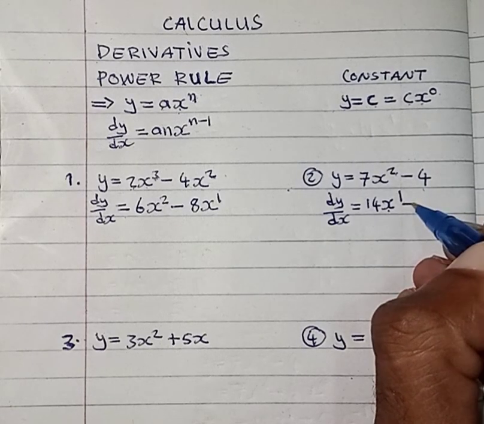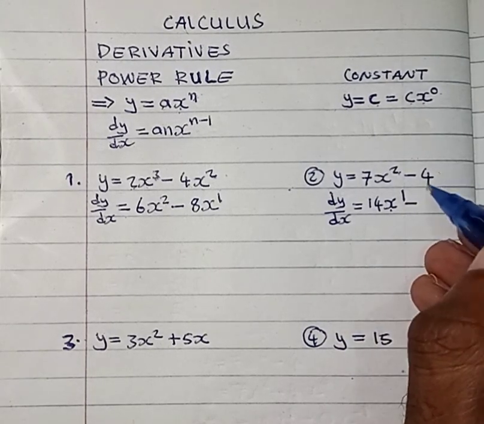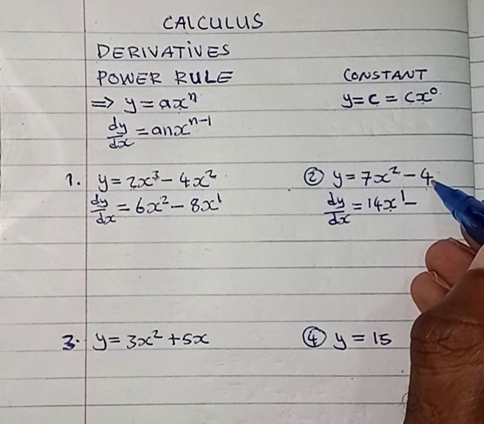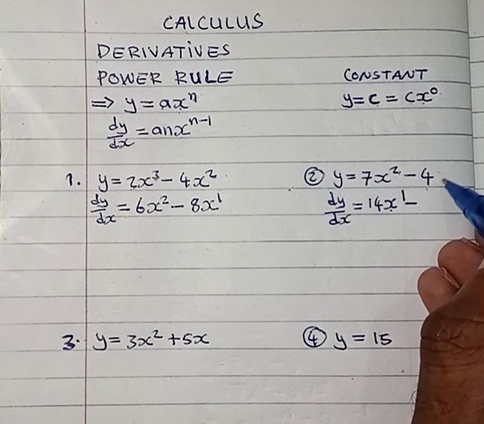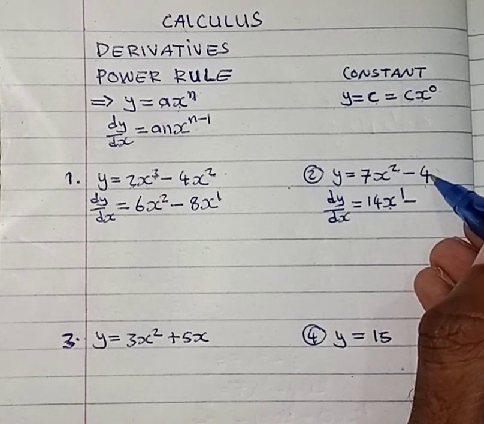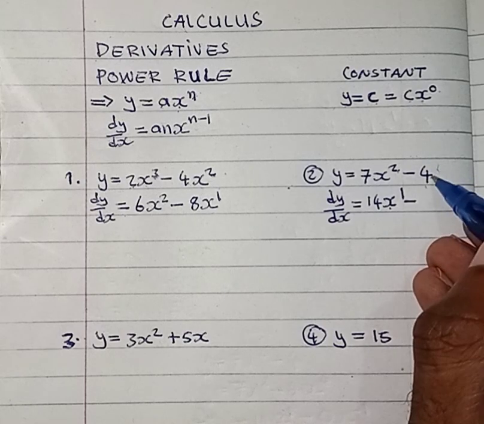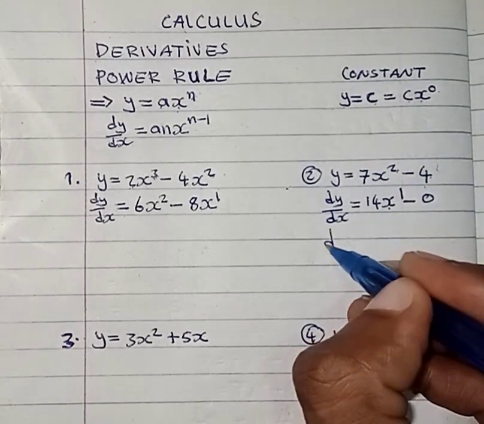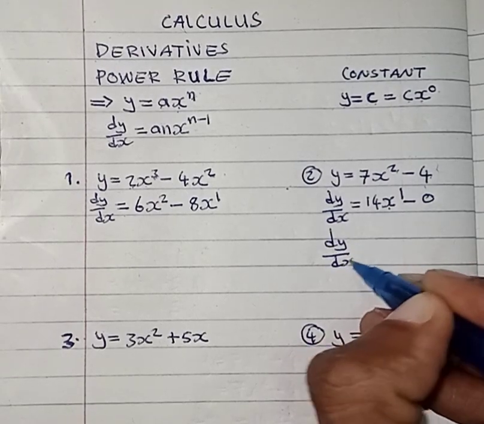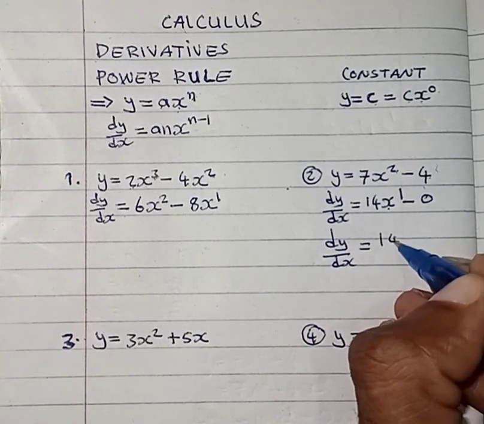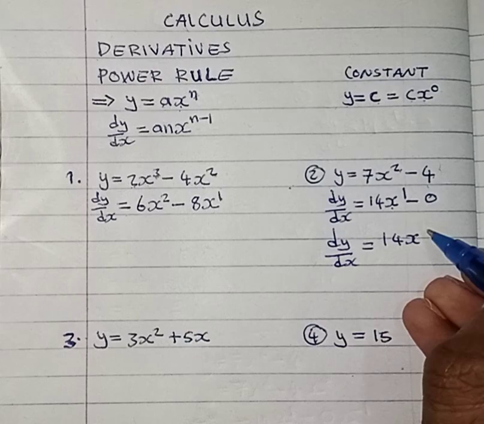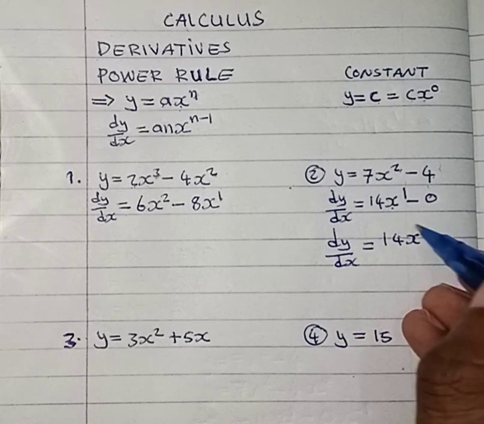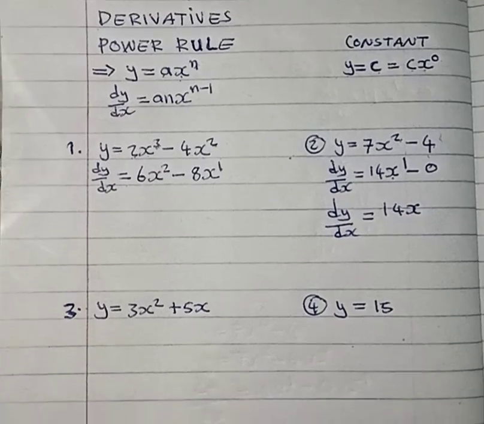Then minus... the derivative of any constant is equal to 0. So this is a constant. It doesn't have any letter. There's no x here, so this is a constant term. When you're differentiating such, you just write 0. So the final answer here should be dy dx is equal to 14x to the power 1. And x to the power 1 can just be written as x. So this is how we find the derivative.